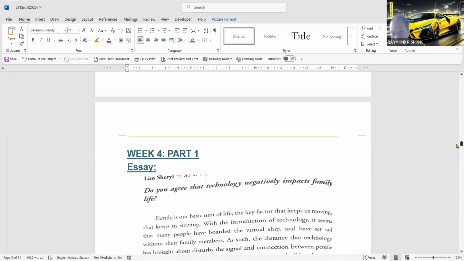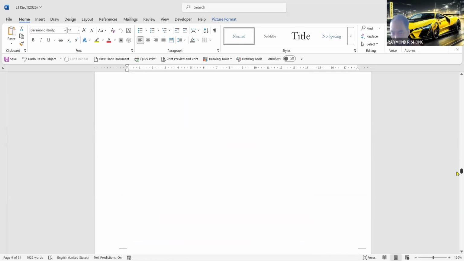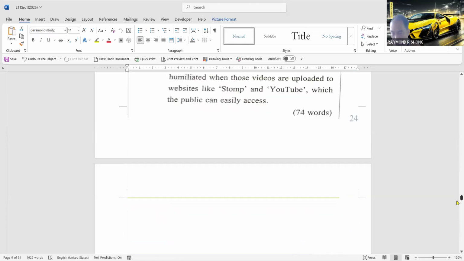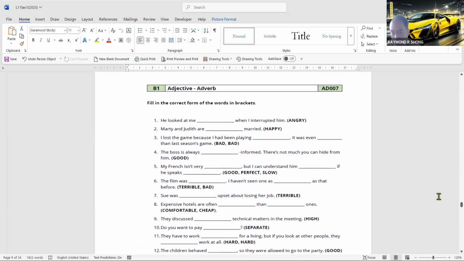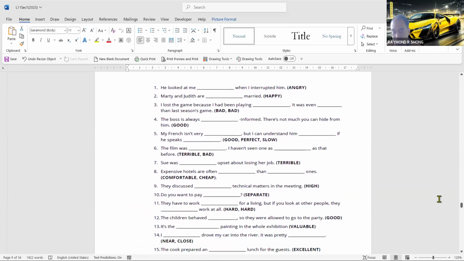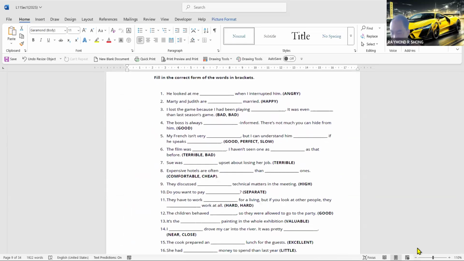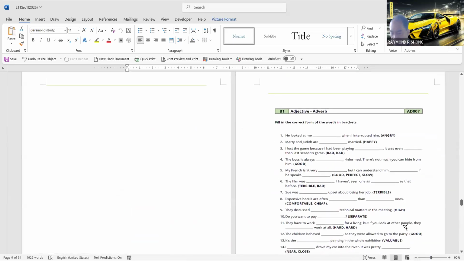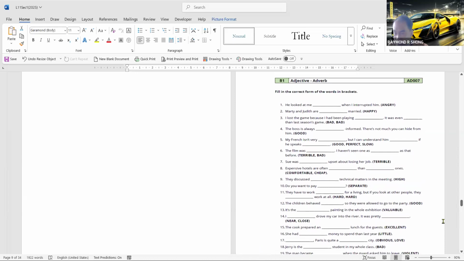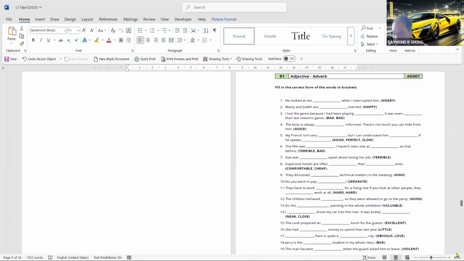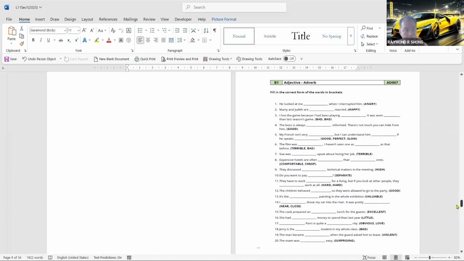This one, do you agree that technology negatively impacts family life? So far, nobody submitted the homework yet, so I'm going to talk about this one here. Can you all please spend a couple of minutes to do this? Let's go. Fill in the correct words, okay? Just type the adjective or adverbs. This is 20 questions, and we end the day now.